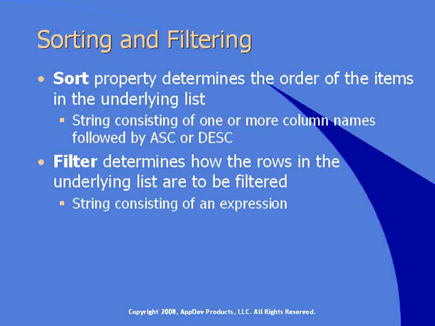And the filter property is a string which consists of an expression. So again, there are two ways you can filter. You could filter in the query, so you could select columns from a table where a condition was true. You can also filter after the rows have been returned to the client. So you could use the filter property of the binding source to only display some of the records that have been retrieved. You can do your sorting and filtering both in the query and in the binding source.